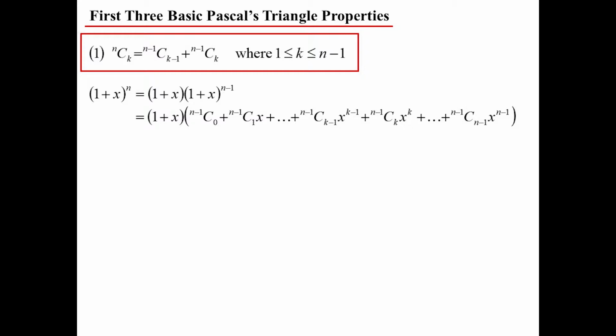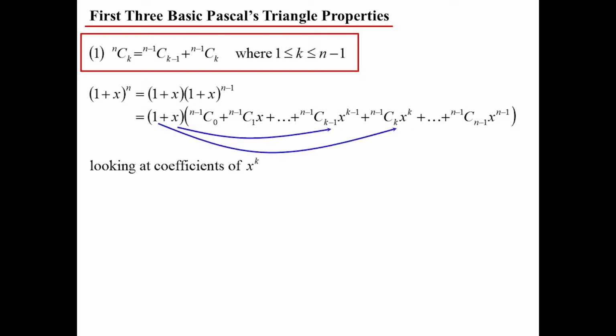Somewhere in the middle, there'd be these two terms, n minus 1 C k minus 1, x to the k minus 1, and n minus 1 C k, x to the k. Now, I'm interested in x to the power of k. So if I wanted to find x to the power of k, well, on the left-hand side, it's nice and easy, because (1 plus x) to the power of n, when we expand it out, the coefficient of x to the k will be nCk.